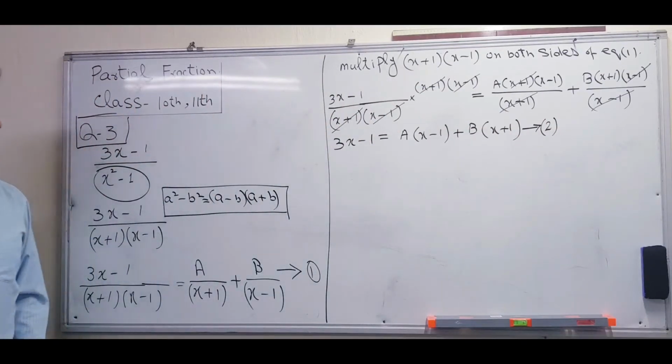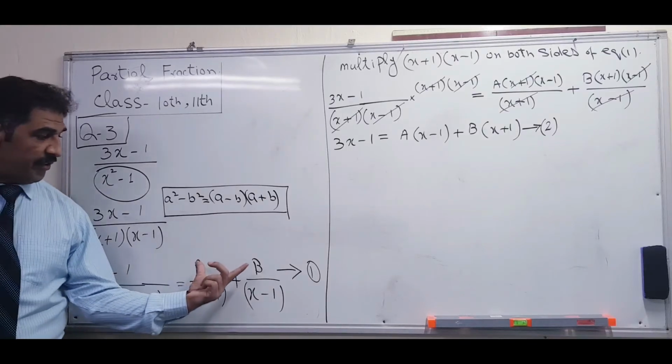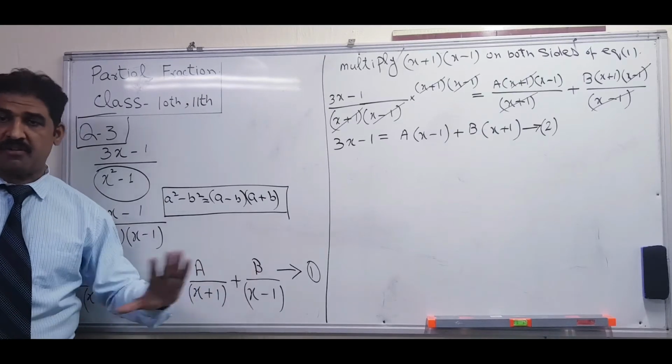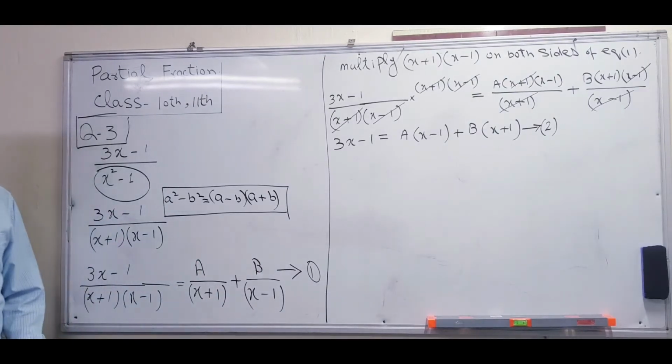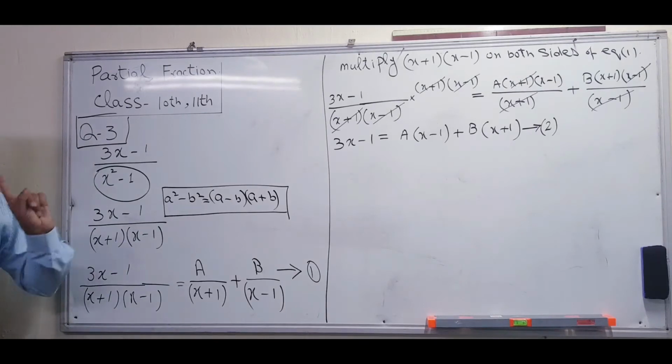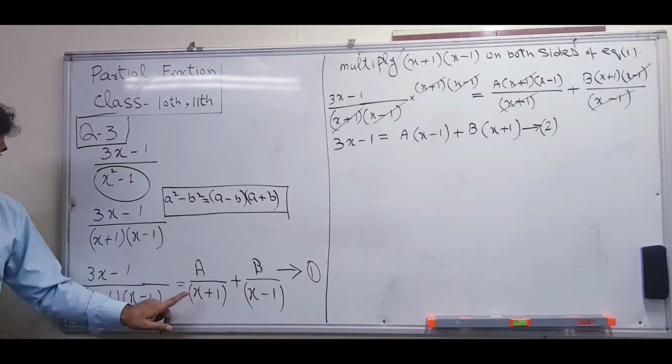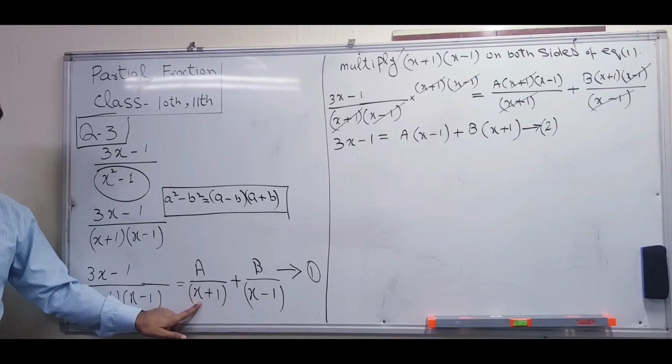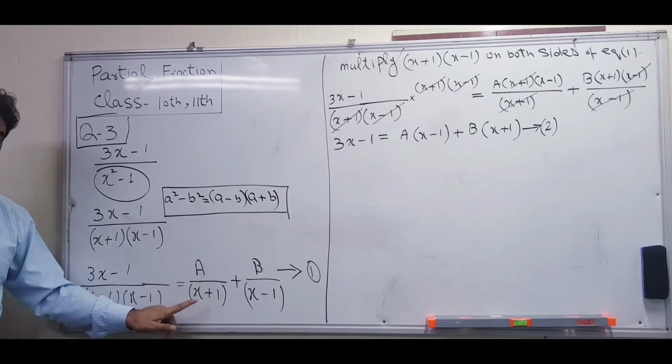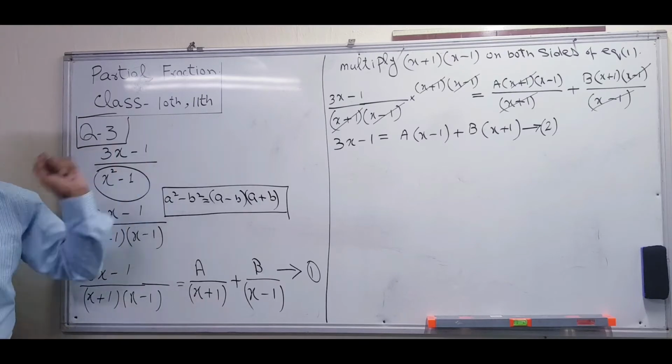Its name is equation number 2. Now we have to find the value of a and b. When we get the value of a and b by putting it here, then our question is finished. And how to find the value of a and b? In equation number 2, check what the denominator of a is. Find out the value of x from here. When you get the value of x from here, then put it in equation number 2.